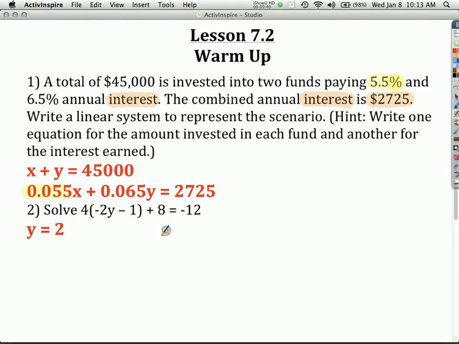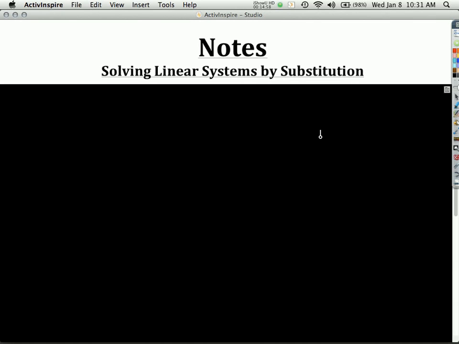So any comments or questions on number 2 or back to number 1, anything at all? Good. So let's put this to the side.